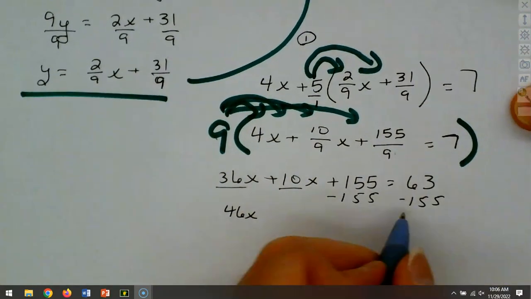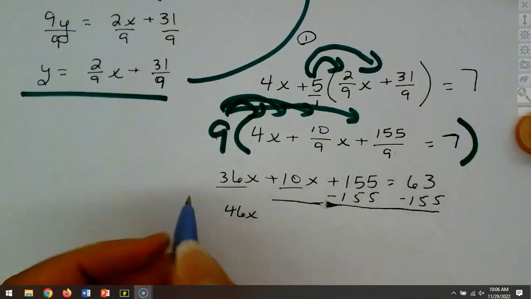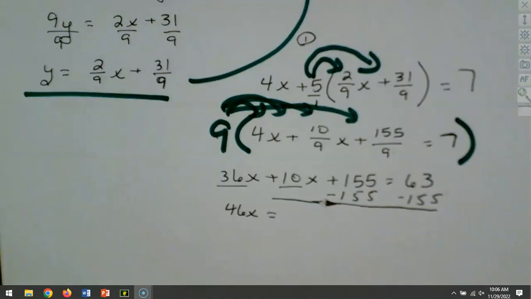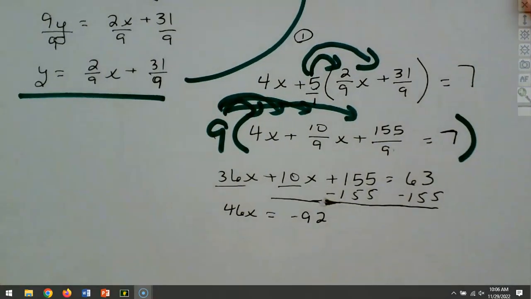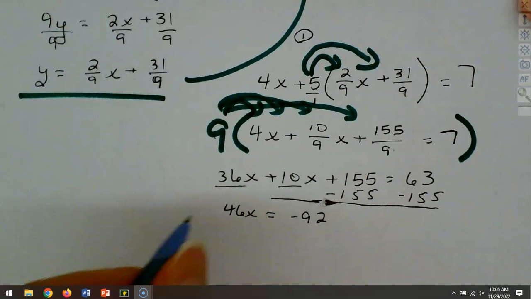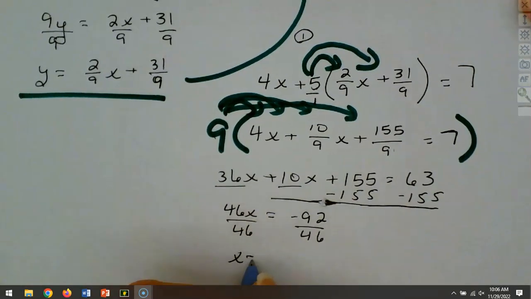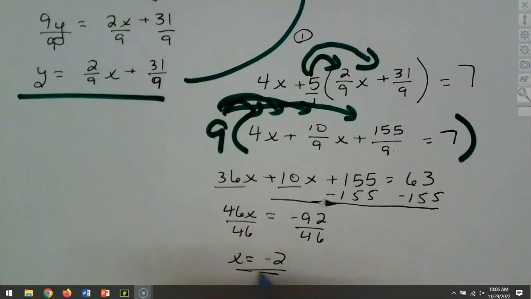And if everything went correctly, we should end up with a whole number. So we've got 63 minus 155, and that gives you a negative 92. Divide by our 46, and x now comes out to be negative 2, doesn't it? Okay.